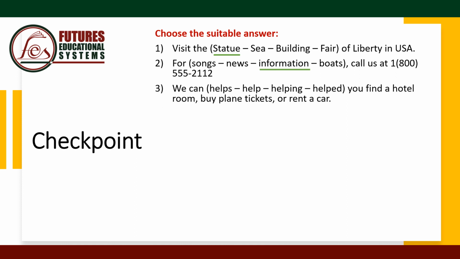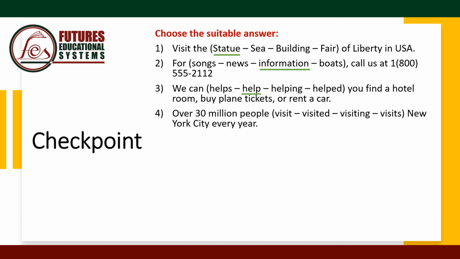Number 3, we can helps, helping, helped you find a hotel room, buy plane tickets or rent a car. We can, after can, we have to add an infinitive. So we can help you. Number 4, over 300 million people do what? Visit, visited, visiting, visits New York City every year. Over 300 million people visit because the subject here is plural.